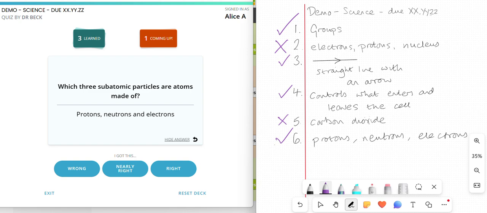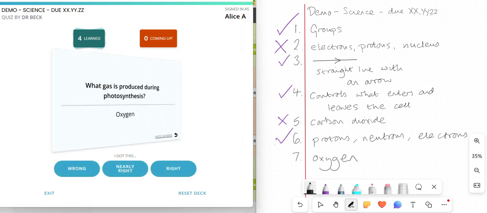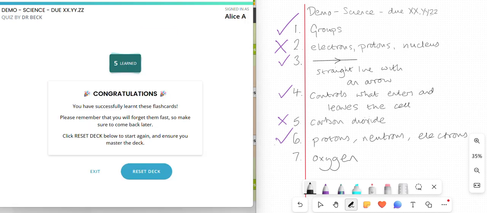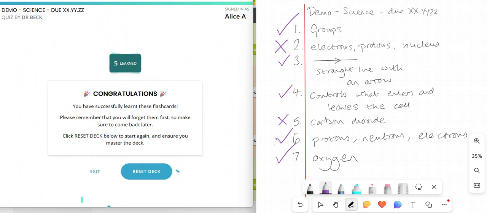Here we go. Last one. That is right. What gas is produced during photosynthesis? Well, it isn't carbon dioxide. It is oxygen. I then finally show the answer. That is correct. And congratulations, I have now finished my homework.